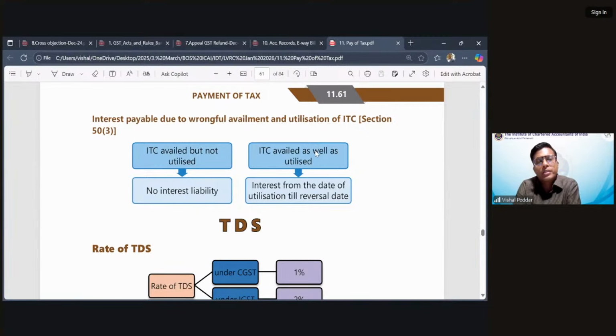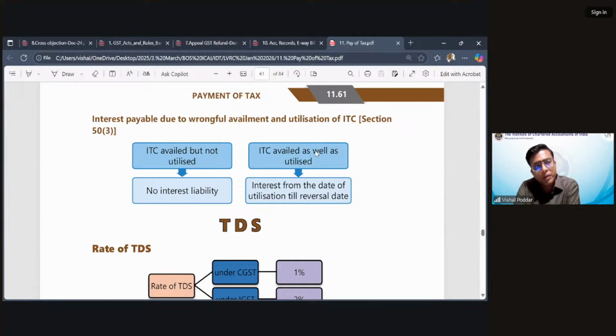Let us say in this same example, out of 500, I utilize 100 in August, again 100 in September, again 100 in October. And then I reverse this entire 500 in November. Now, in this case, I will be required to pay interest when I will be reversing this. But again, I will be required to pay interest only on the amount which I have utilized and for the period for which I have utilized. So out of 500, I utilized 100 in August. So from August to November, I'll pay interest on 100.